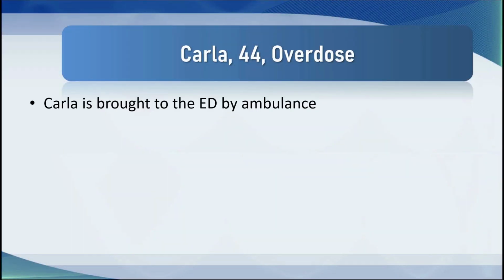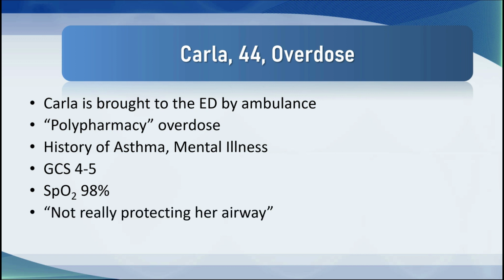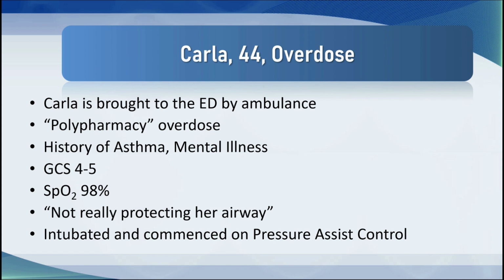You're called to the emergency department to see Carla. She's 44 and she's taken an overdose. She was brought in by ambulance and she's taken a whole range of different drugs. She has a history of asthma and mental illness. And when you see her, her Glasgow coma score is 4 to 5. She's saturating 98%, but she's not really protecting her airway. She is being intubated and has been commenced on pressure assist control.